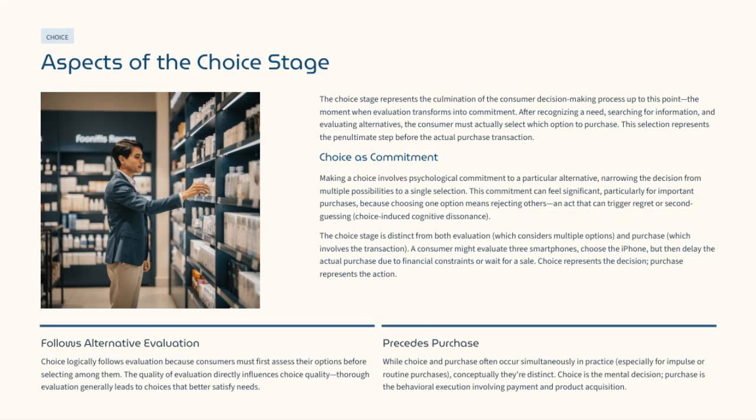Now, while in practice choice and purchase often happen at the same time, especially for impulse or routine buys, they are actually distinct concepts. Choice is the mental decision we make, the thought process behind selecting one option over others. Purchase, on the other hand, is the actual behavior, the action of paying and acquiring the product. It's important to understand that choice generally comes before the purchase.